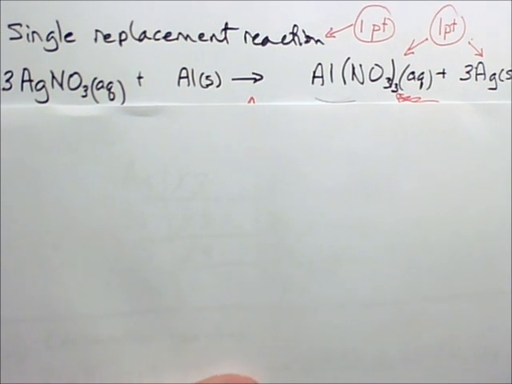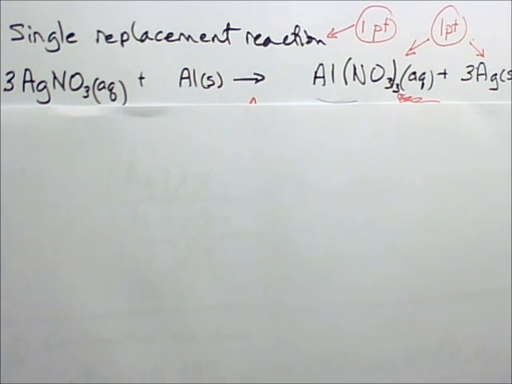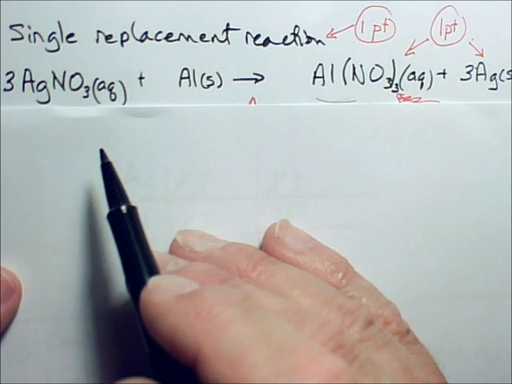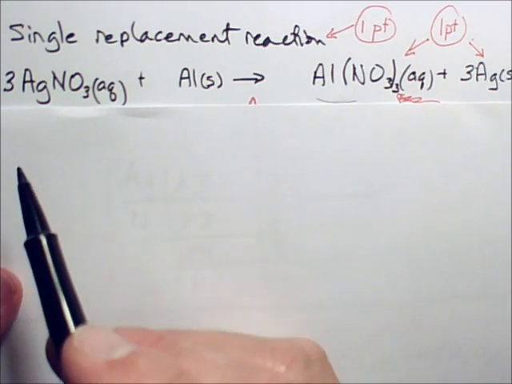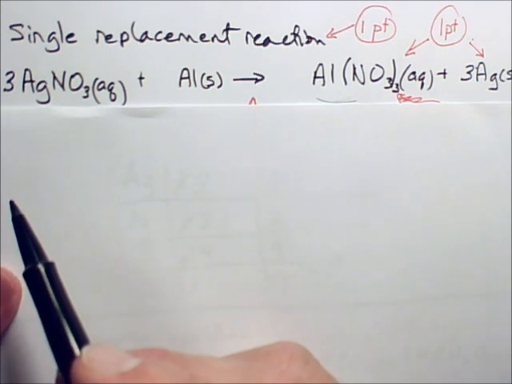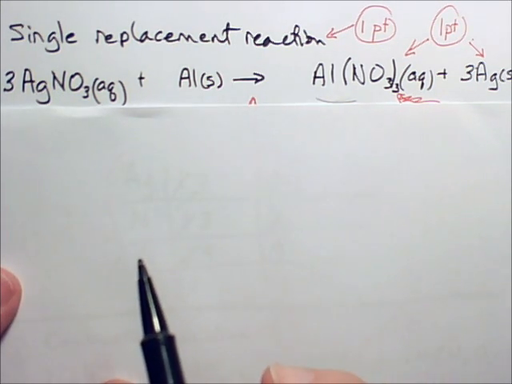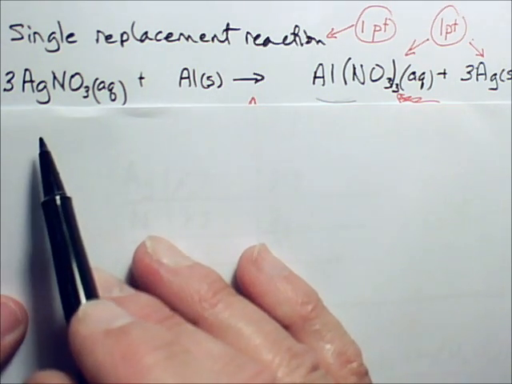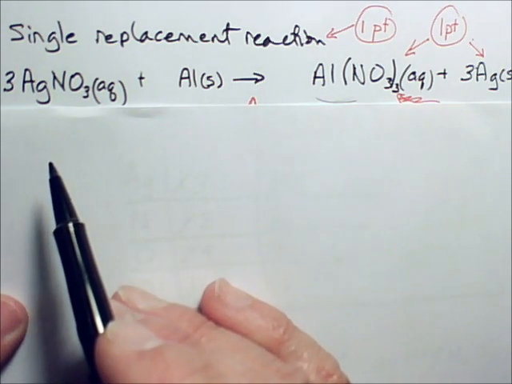All right, so for single replacement reactions or double replacement reactions, you only break up those compounds that are aqueous and are either ionic or acidic. So they have to be aqueous ionic or aqueous acidic to break them up.